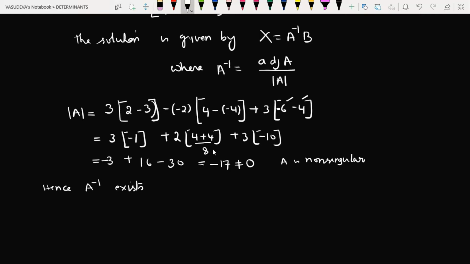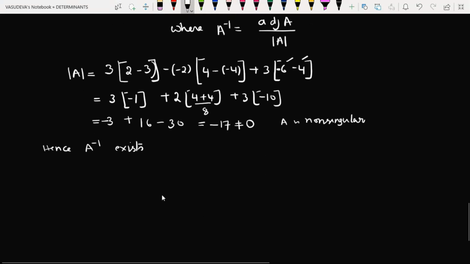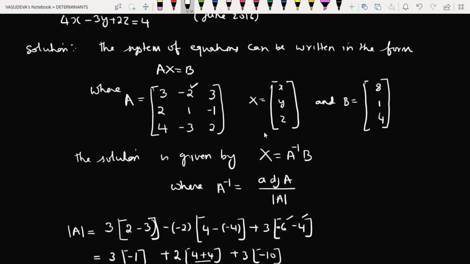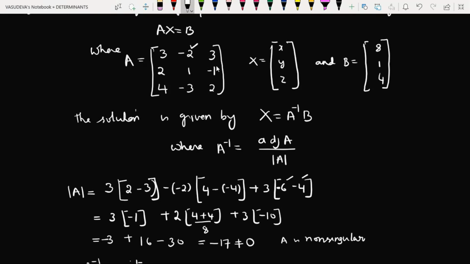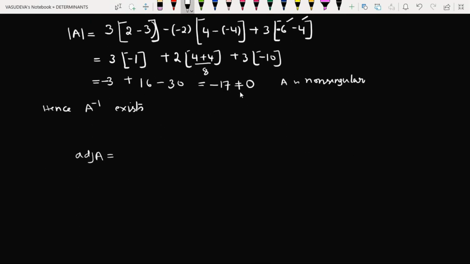We have to say that the inverse of the matrix exists. Now to find out the adjoint of A, we need to find out the cofactors of all the elements of the matrix. That is, the cofactors of 3, minus 2, 3, 2, 1, minus 1, 4, minus 3, 2. So let's write these cofactors.